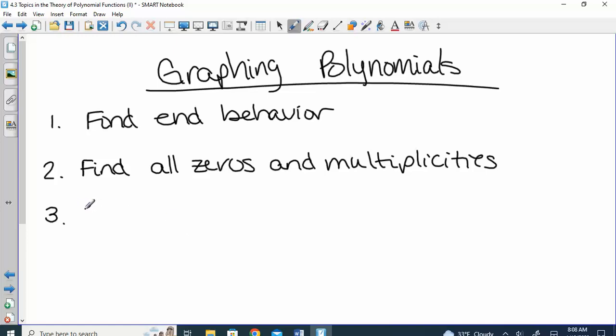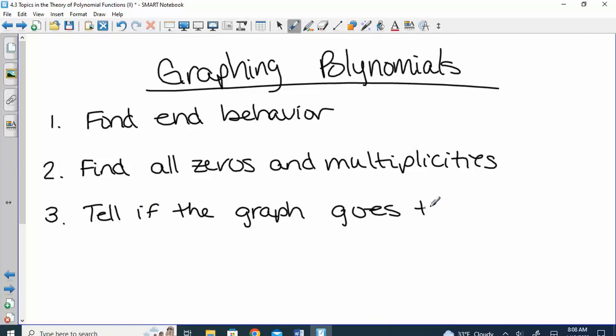Third step is tell if the graph goes through or bounces at each zero. And what's that based off of? Multiplicity. Remember, even multiplicities bounce, odd multiplicities go through.